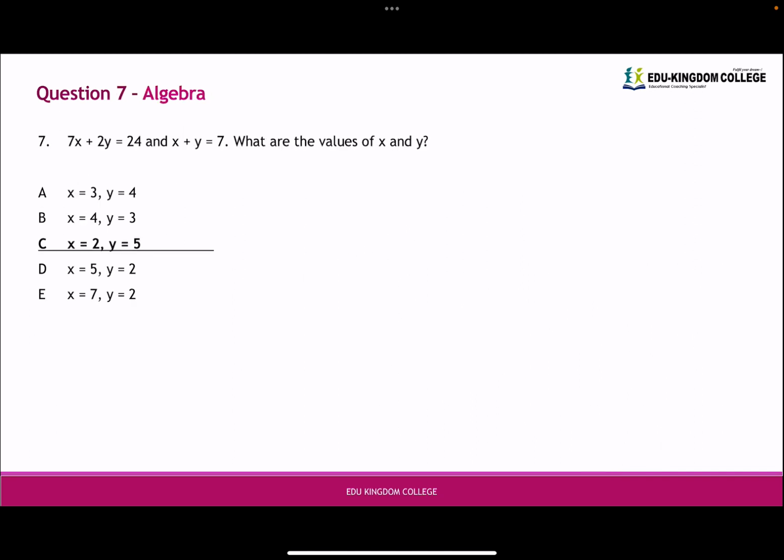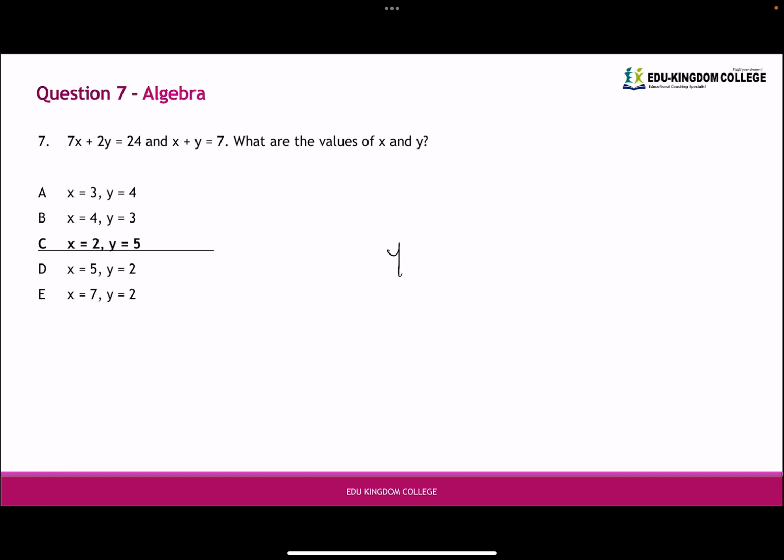So question 7. 7x plus 2y equals 24 and x plus y equals 7. So this is a bit of simultaneous equations. I've actually forgotten to add this into the overview, but we'll definitely be going over it again soon. So keep your eyes peeled for that.